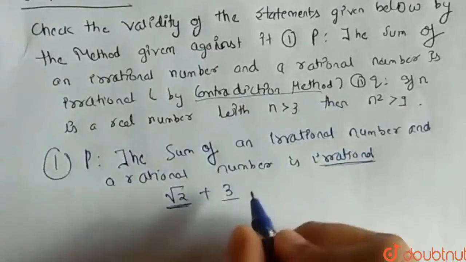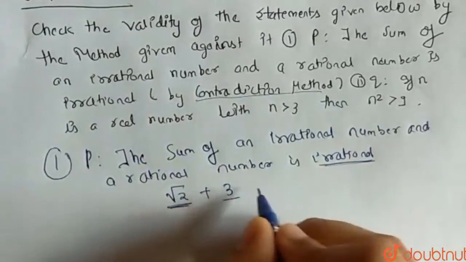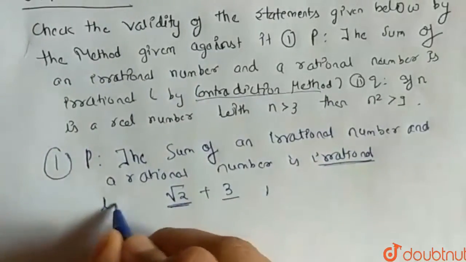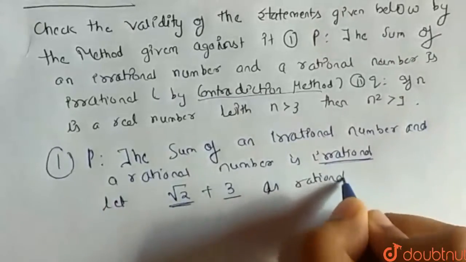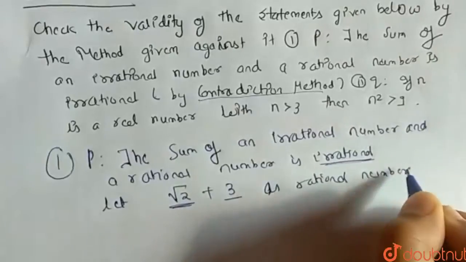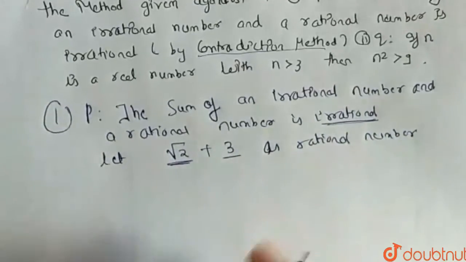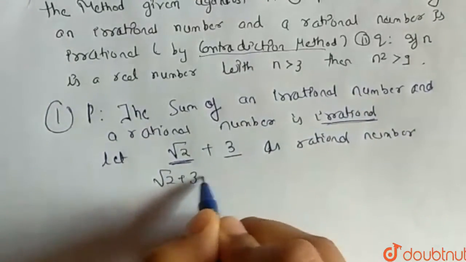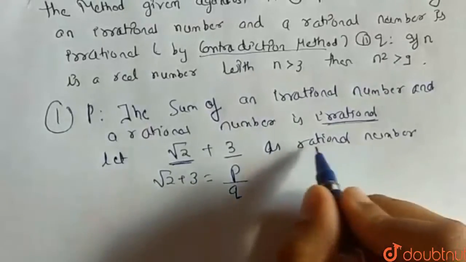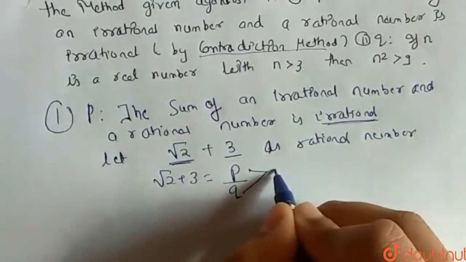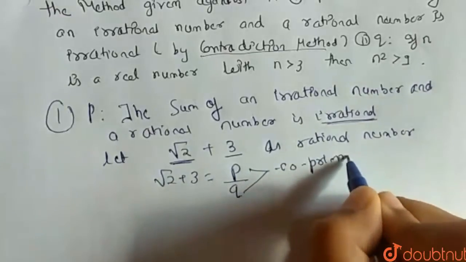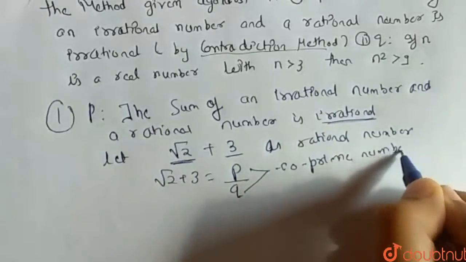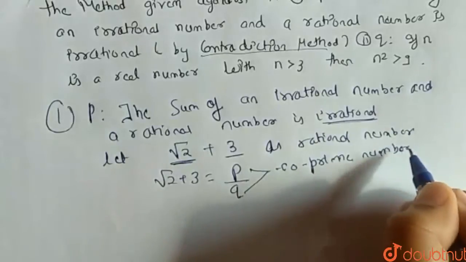So first of all we will assume it to be a rational number. Let root 2 plus 3 be a rational number. Now we can write root 2 plus 3 equals P by Q form, if they are rational numbers, and here P and Q are co-prime numbers, meaning that they have only 1 as a factor.